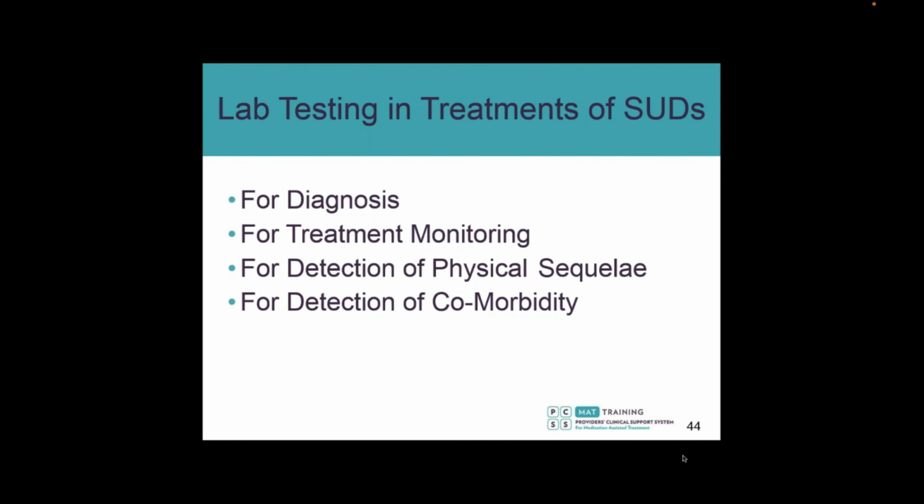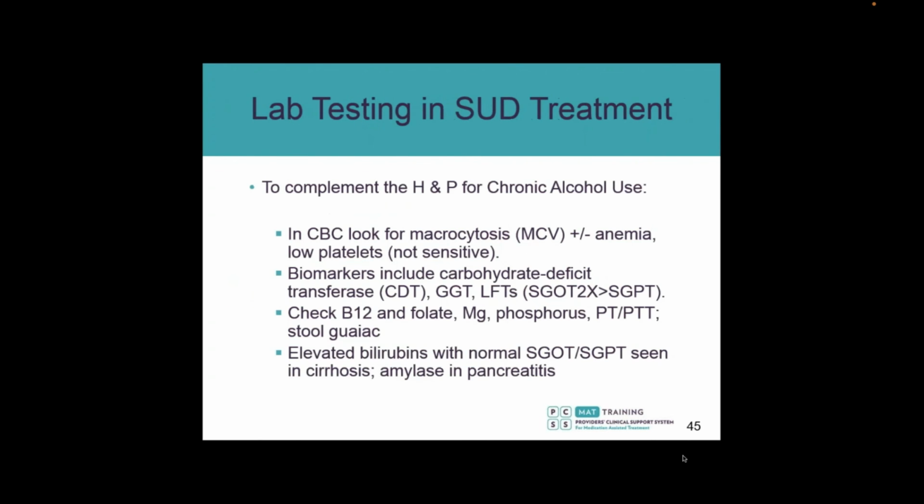You may use it for detection of physical sequelae and detection of comorbidity, which as somebody treating substance use disorders, we're in a unique position to actually identify comorbidity and try to guide somebody to treatment, such as convincing them to stop smoking or convincing them to get Hep C treated, etc. So other lab testing other than urine drug testing is meant to complement the H&P.